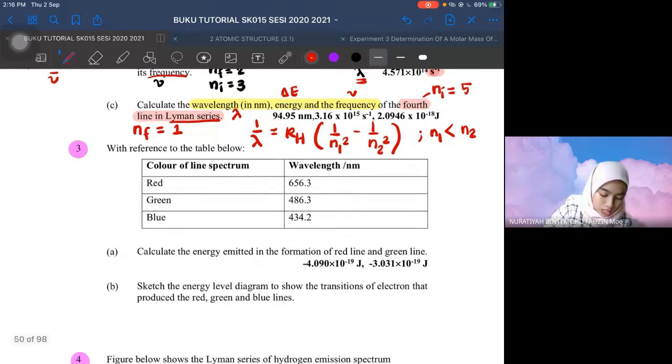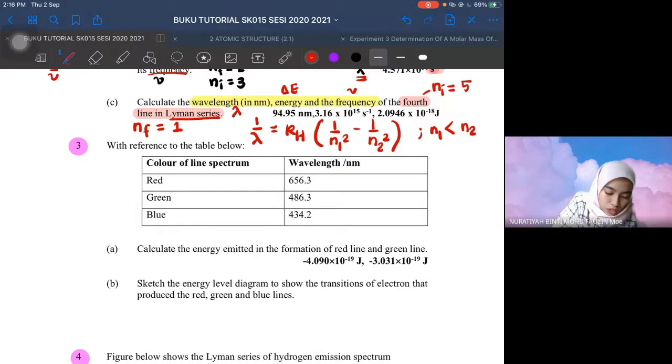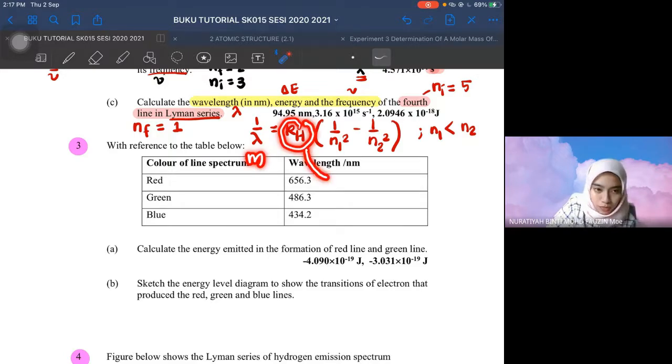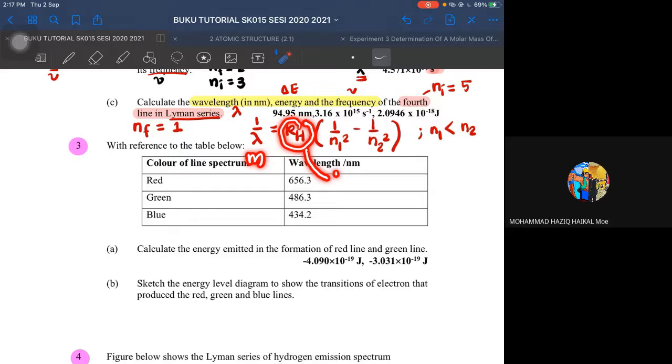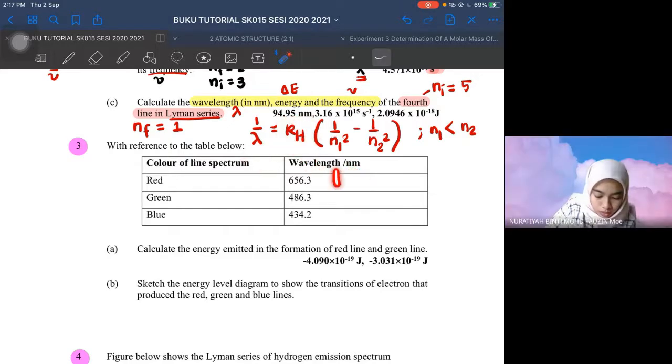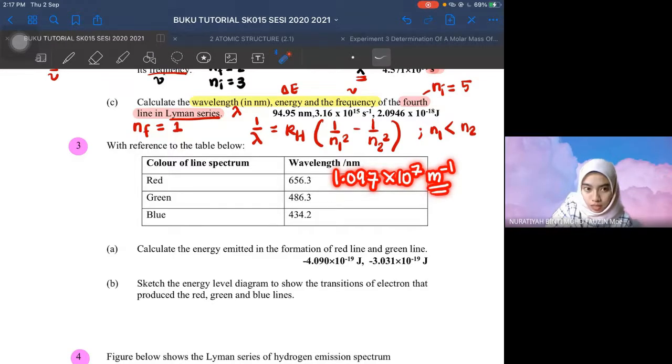Then you just put in your R_H. Which R_H will you use when using this formula with wavelength? Wavelength will be in meters, right? So which R_H do you use? 1.097 times 10 to the power of 7. What is its unit? Per meter. So we use this one, per meter, because we want our wavelength lambda in meters.